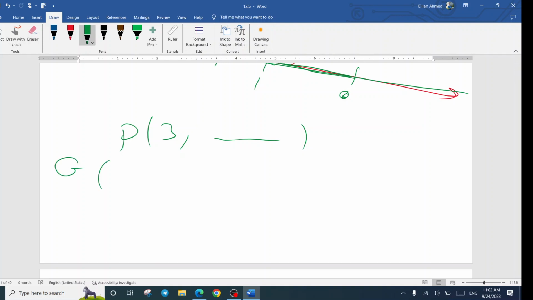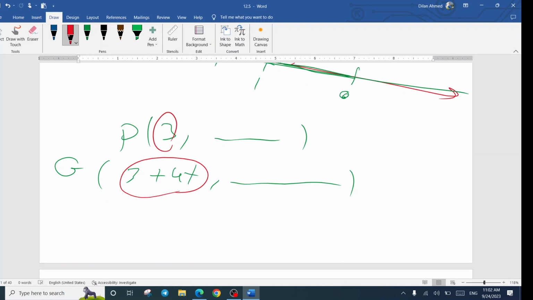So compare again. X with the X. I see this location equal to that location. I'll make it to be equal. So I see 3 is equal to 3 plus 4t. The minus 3 and 3 I don't care. So t equal to 0.